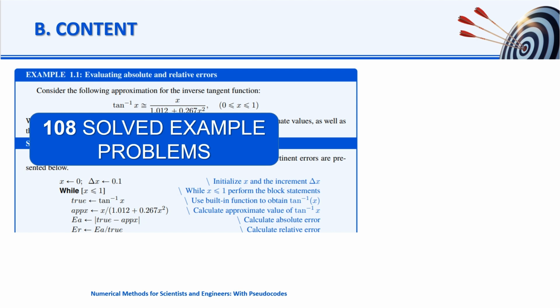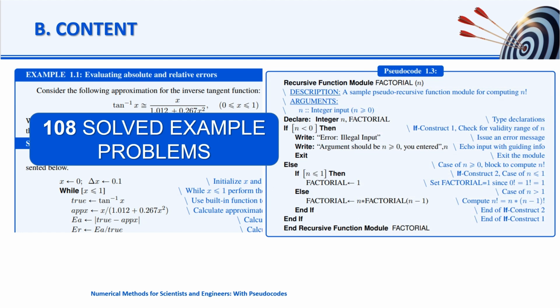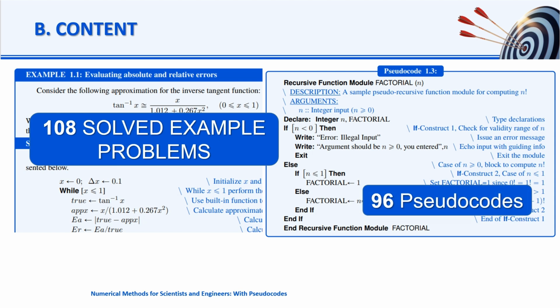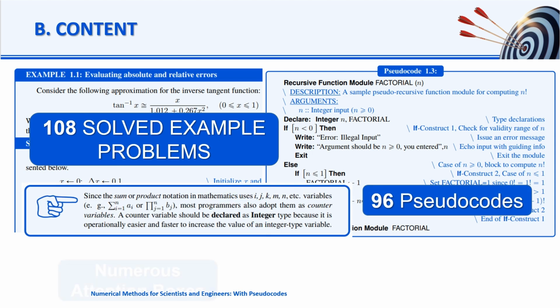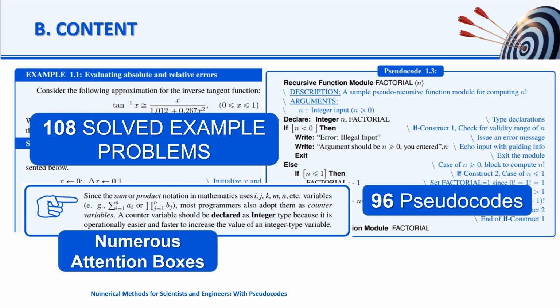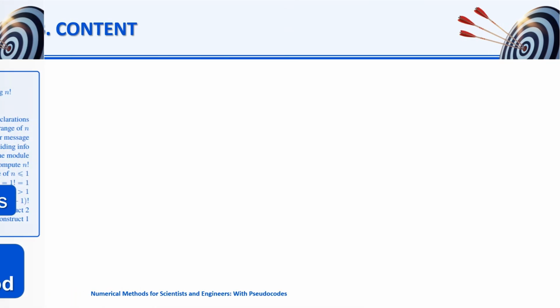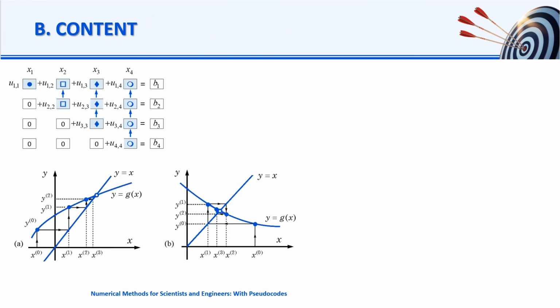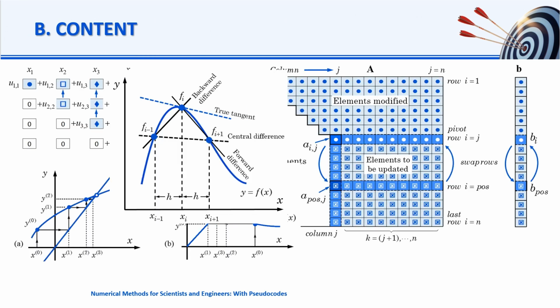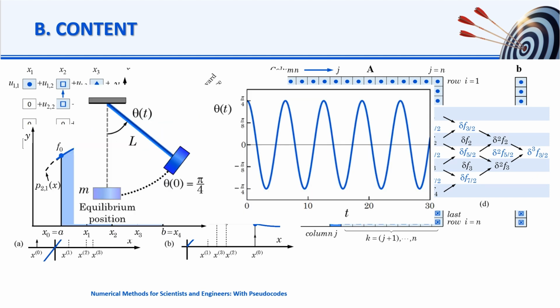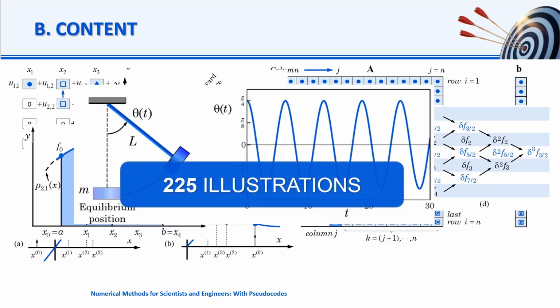There are a total of 108 solved example problems, in which the solution is explained step by step and through error assessments. There are a total of 96 pseudocodes as modules, and numerous attention boxes. Advantages and disadvantages of methods covered are presented with pros and cons boxes. There are 225 high-quality images.